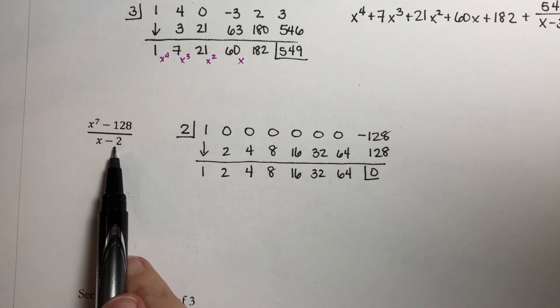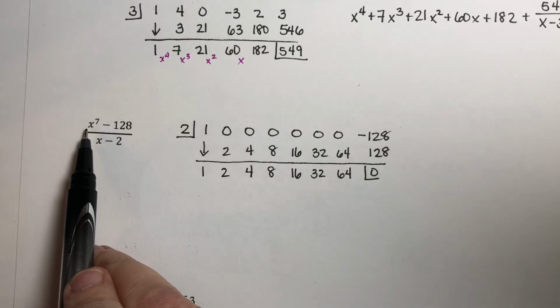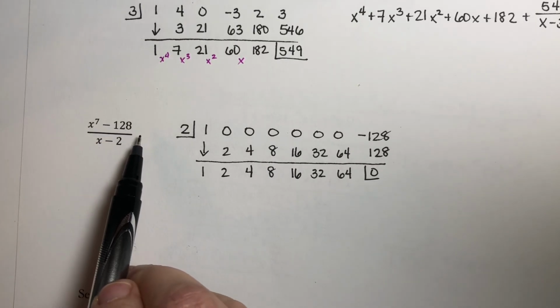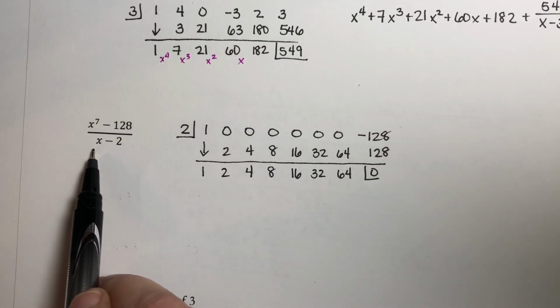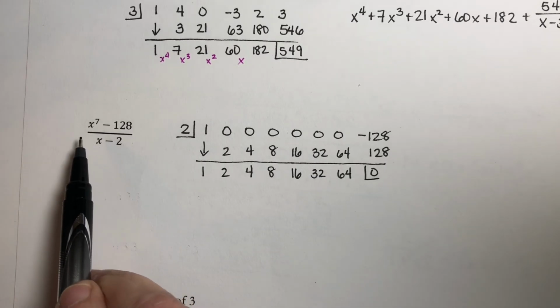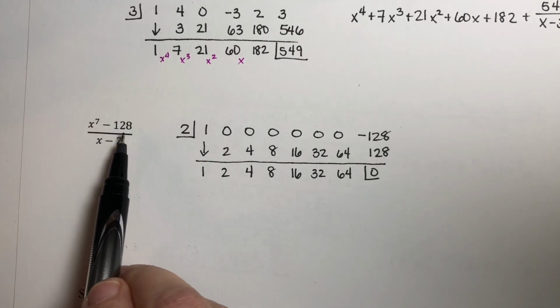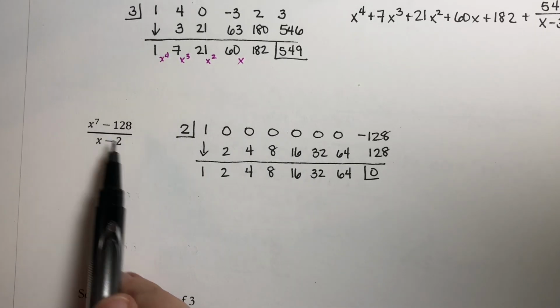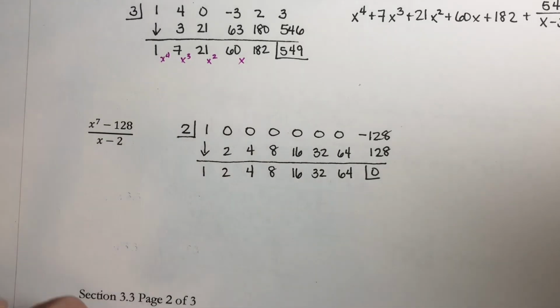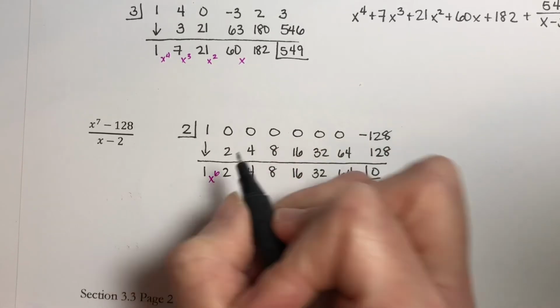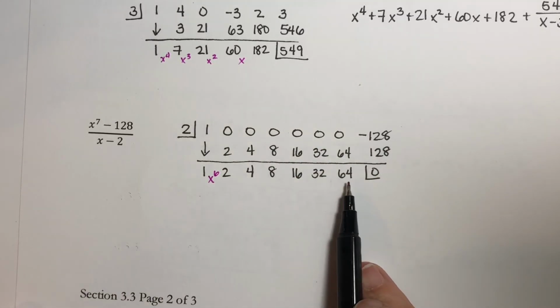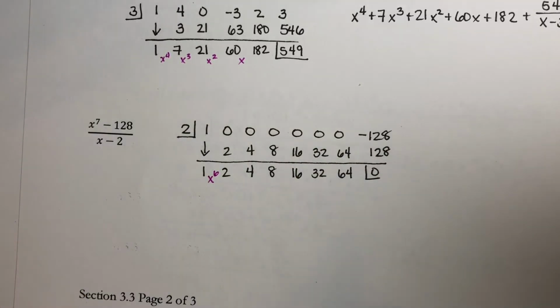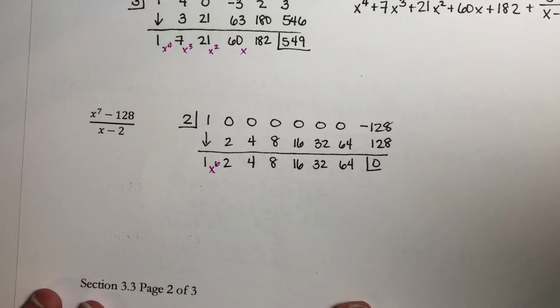And x minus 2 divides evenly into x to the 7th minus 128. Also, we could say that x minus 2 is a factor of x to the 7th minus 128. Remember, this starts off with a 7th power, so this starts off with a 6th power. This is x to the 6th, and we go all the way down to having a constant. So, what is this answer?